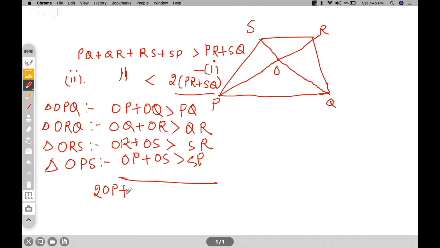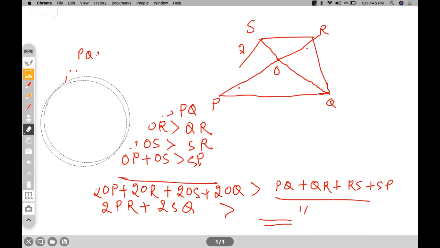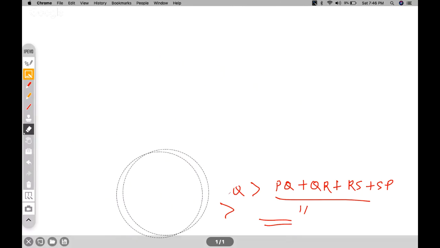Add all of these, you will find that OP plus OP is 2OP, OR plus OR is 2OR, OS plus OS is 2OS, and OQ plus OQ is 2OQ, which is greater than PQ plus QR plus RS plus SP. So OP plus OR is PR, so 2 times PR, and OS plus OQ is SQ, so 2 times SQ is greater than this, which I needed to prove. So this is how you have to solve this. Now one last question and then we will wrap up our session.